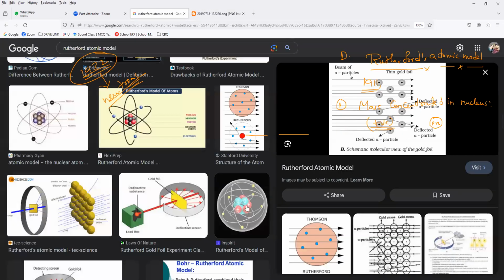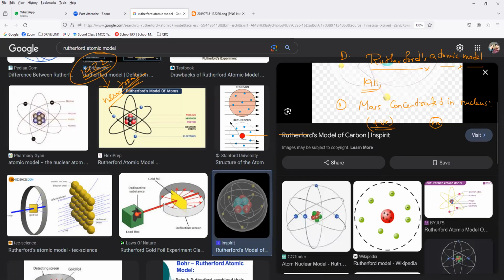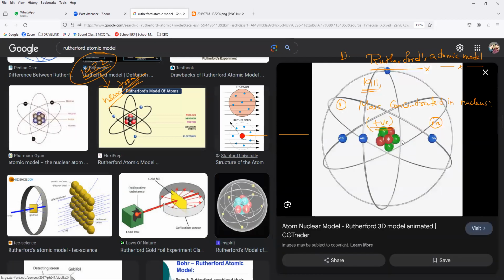So now, this is the Rutherford nuclear model of atom. Please note this diagram; this is the Rutherford's nuclear model of atom. Mr. Rutherford thought that the positive charge is located at the center, that is the nucleus, and electrons are revolving around the nucleus.